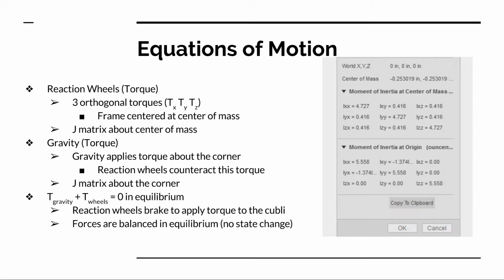When calculating the necessary torque, it is important to note that the Cubli is rotating about its corner, and the origin of the reaction wheel frame is located at the center of mass. This affects the inertia matrices and needs to be accounted for when calculating torque.